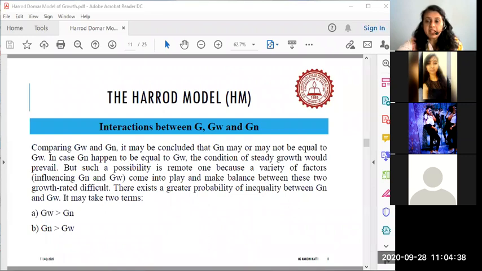All right, now in the next part of the lecture, we will have a look at the implications of the Harrod model, and then we will go to what is called the Domar model. We will understand the Harrod and Domar models together. Okay, class.